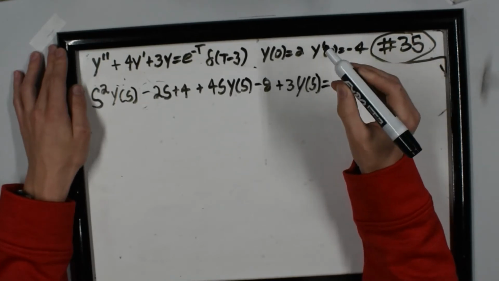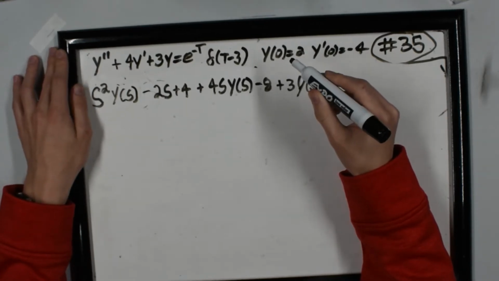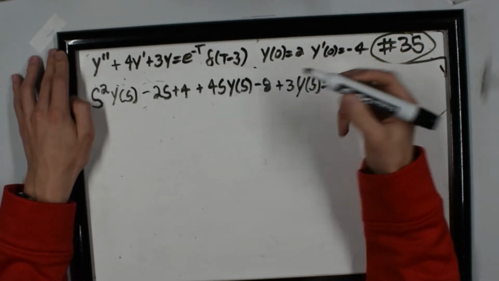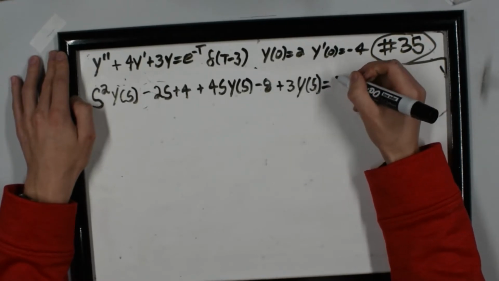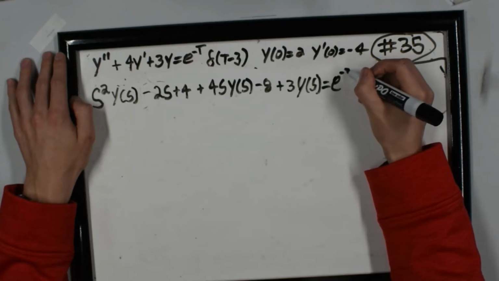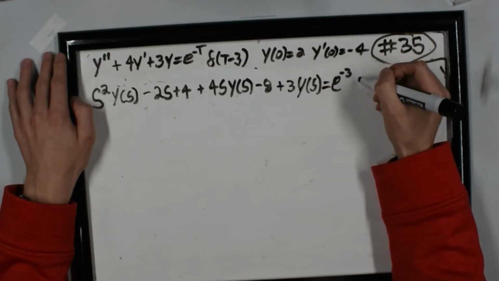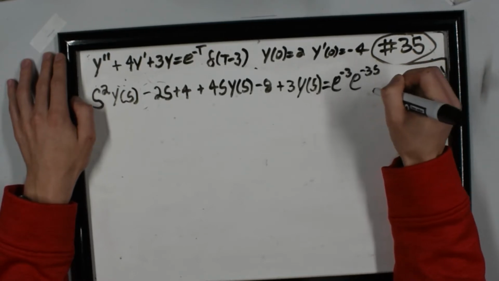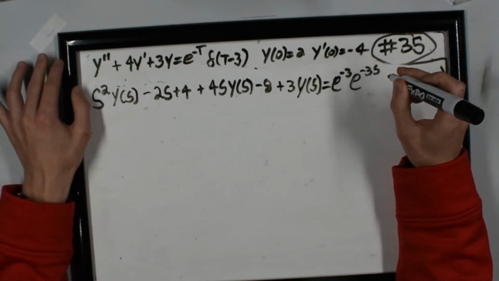Now the trick of this problem comes in the very beginning. You need to know how to find the Laplace transform of a Dirac delta function. Well, it's not all that hard. It's just f of a, so in this case a is 3, f of negative 3 times e to the negative 3s. And we could combine them, but it's actually going to be easier here if we don't, so I'm going to leave it like that.